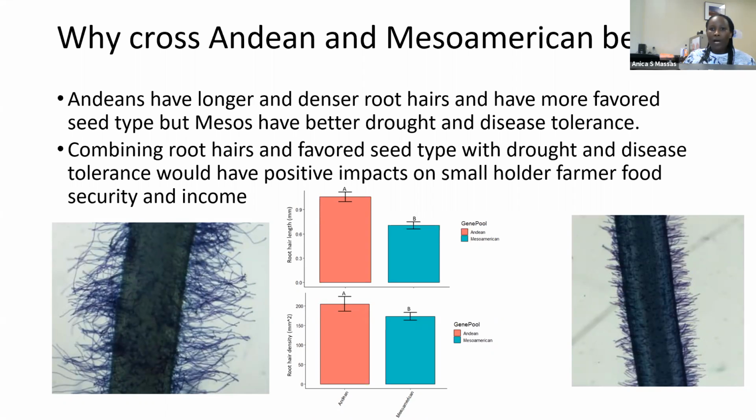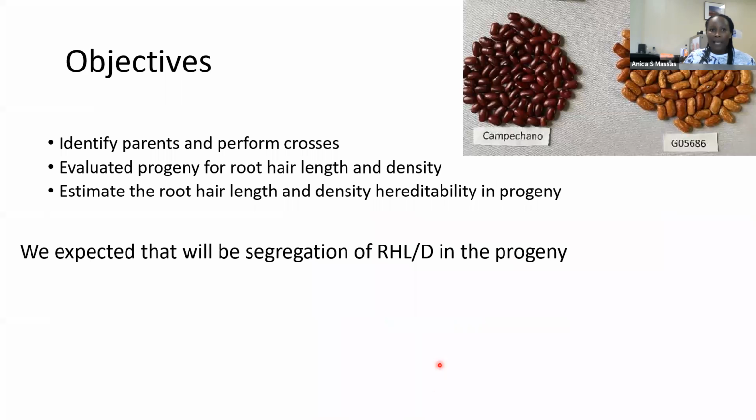So let's see what we have for this study. First, we identify the parents and we perform the crosses. We did this in Honduras. We evaluate the progeny for root hair length and density. We did this evaluation here in the US, at Penn State. And we estimate the root hair length and density heritability in the progeny. Here, we expect there will be segregation of root hair length and density in the progeny.